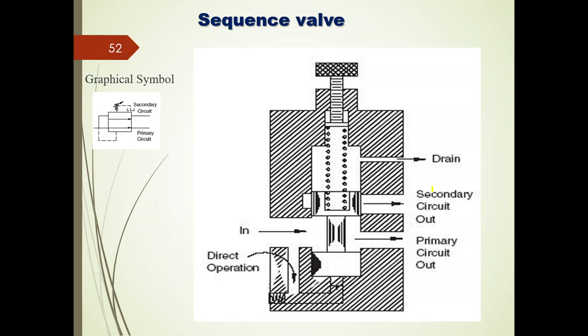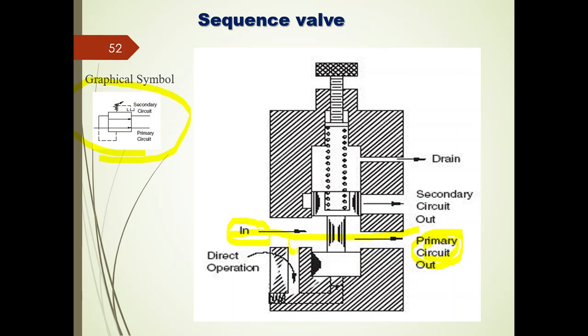Next one, the sequence valve. The function of this sequence valve is to carry out the sequence of operations, right? So this is the symbolical representation of the sequence valve. Initially what is happening, the inlet will be connected to the primary output, that is from here to here.